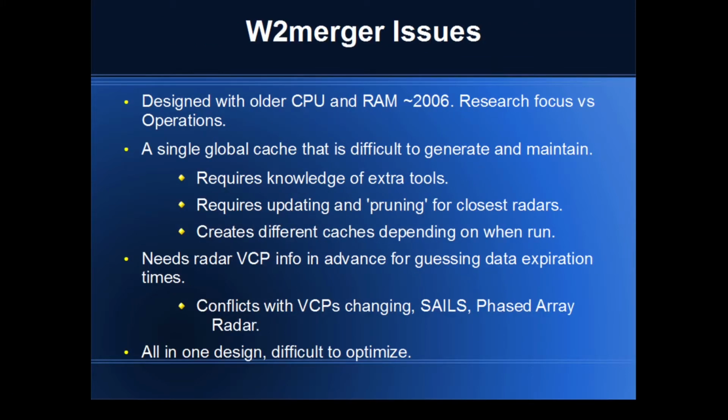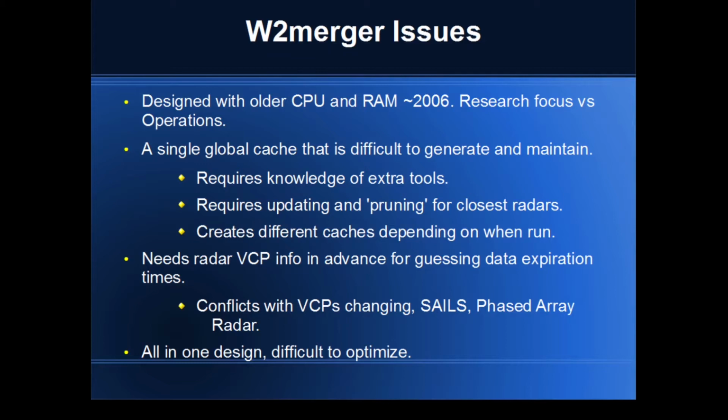Our current code for doing all three stages is called W2merger. It was designed around 2006 and thus with older CPU and RAM capabilities. This automatically led into the creation of a global disk cache of mathematical calculations. With the technology of that time, there really wasn't a choice. However, there is a lot of overhead involved in this. Special tools are used to pre-create caches and decide on the number of radars contributing values to a point.